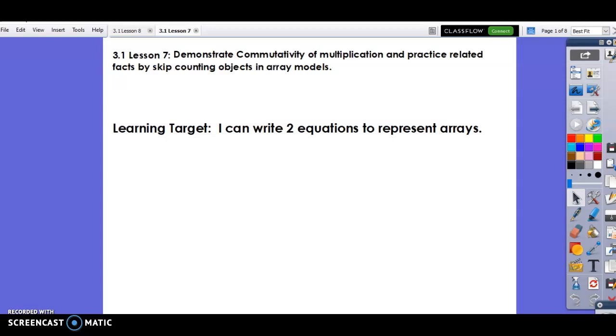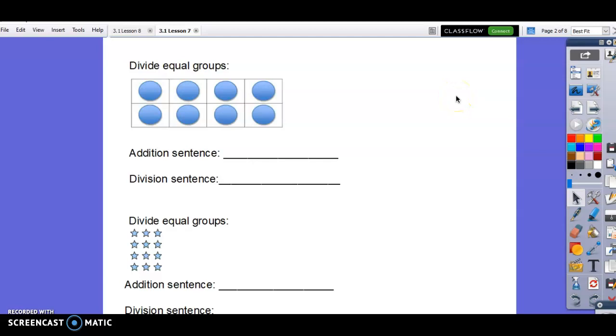So today we're going to be working on our learning target, which is I can write two equations to represent arrays. So we're going to be looking at arrays and we're going to learn how we can write two equations to represent those today. So before we do that, let's do a quick warm-up.